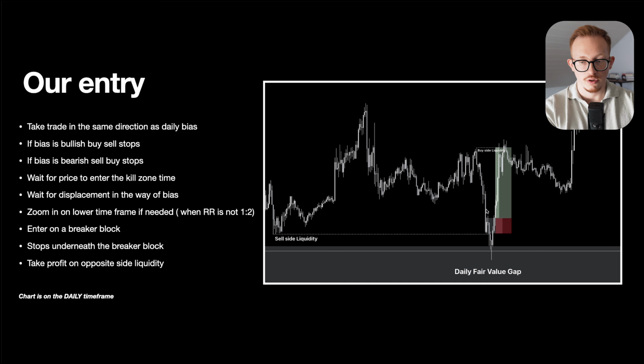Then we're going to enter on a breaker block. If you don't know what a breaker block is, look that up. I'll make a video about that another time. Then stops underneath the breaker block, and we're going to take our profit on the opposite side of the liquidity. Of course, you can make this to your liking. You can exchange a breaker block for a value gap or anything like that, or an order block. But I would recommend you to follow it along exactly like it is.